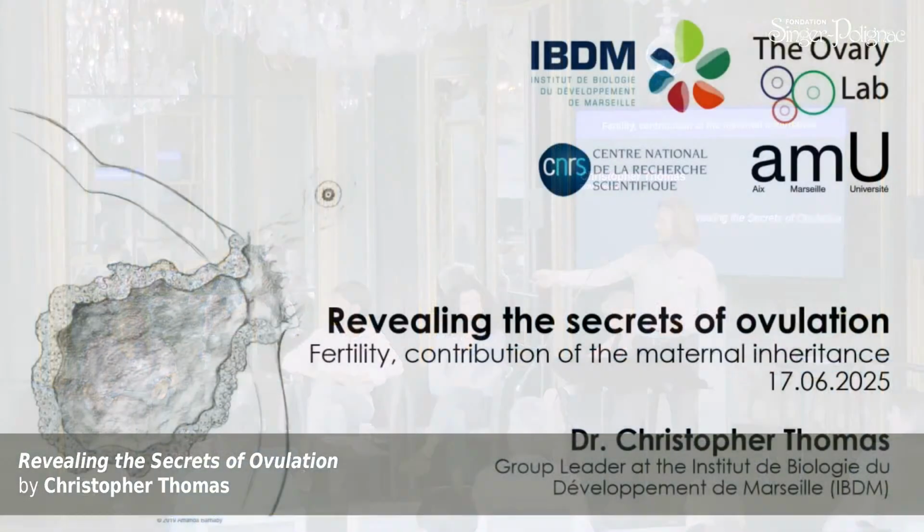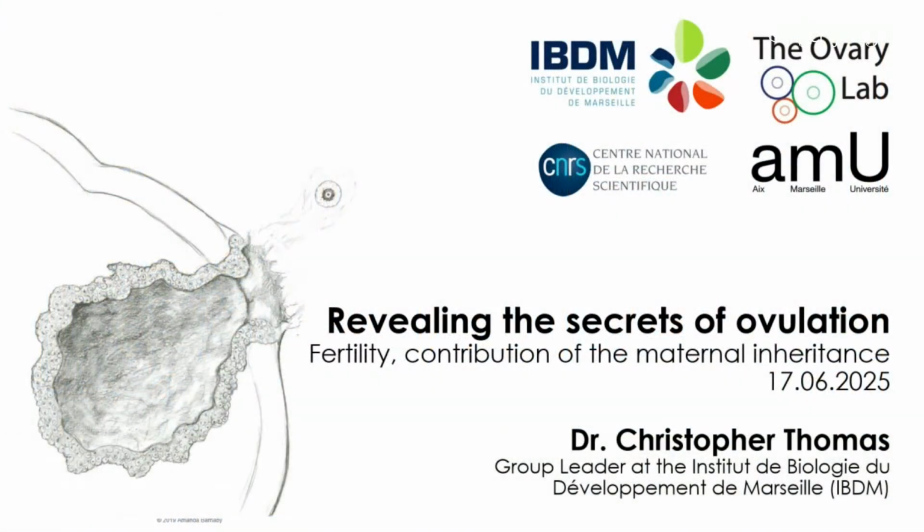Here we can see an egg. All new mammalian life originates when an egg like this one is fertilized by a sperm. But before this fertilization can take place, the egg must leave the ovary from the ovarian follicle in which it is developed. This process is known as ovulation, and without it, no new life is possible.